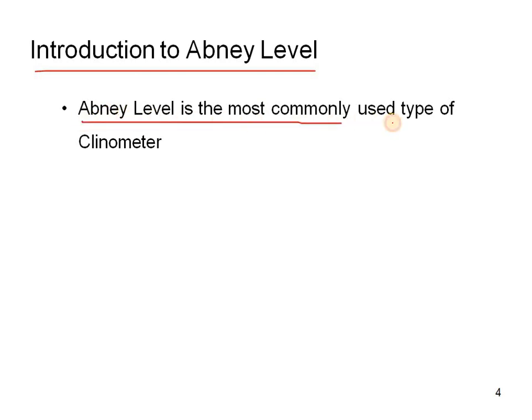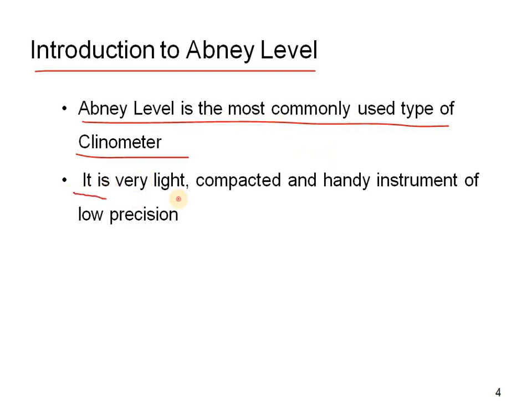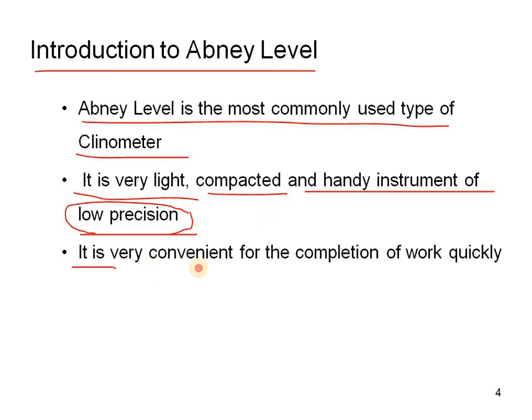So the Abney level is the most commonly used type of clinometer. This is also called a clinometer, there is no need to be confused. It is a very light, compact and handy instrument of low precision. So you have to remember, it is very light, compact and handy instrument of low precision. Low precision means the cost will be low but the maintenance is very delicate. That is called low precision, and it is very convenient for the completion of work quickly.